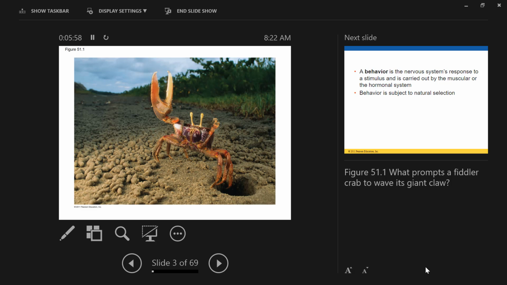Yeah, and so one thing that you're going to find often with both behaviors and other features, if you have something different in males and females, it's almost always under the influence of sexual selection. It's almost always there because either the females choose males with that feature or males choose females with that feature, if you've got a difference in the males and females.